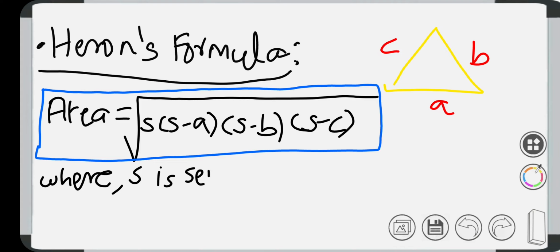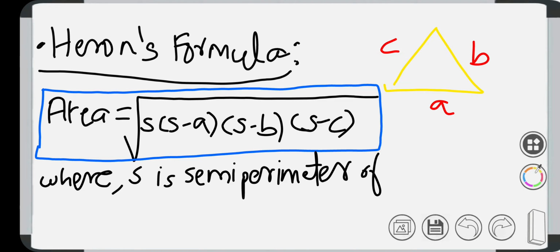Okay, what? Semi-perimeter? I don't know what this concept is. Okay, let's have a look at what semi-perimeter is. Perimeter. Do you know what the perimeter of a triangle is? Yeah, the sum of all of the sides of a triangle. That is what we call the perimeter. And semi usually stands for half. So the semi-perimeter of a triangle is half of the sum of all of the sides of the triangle.